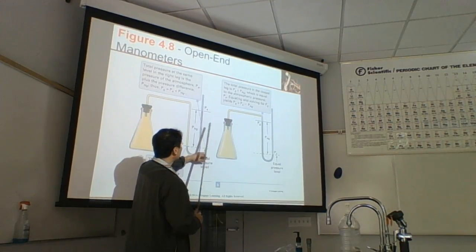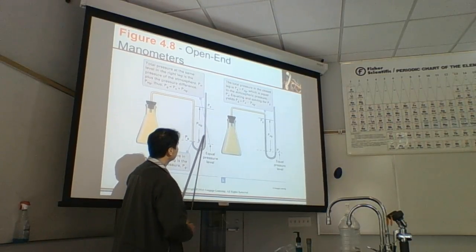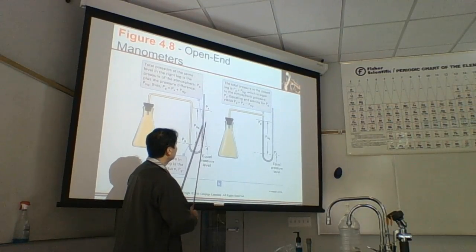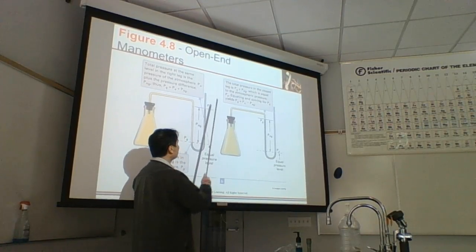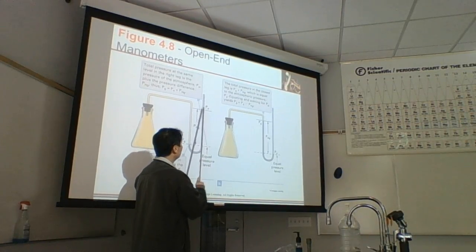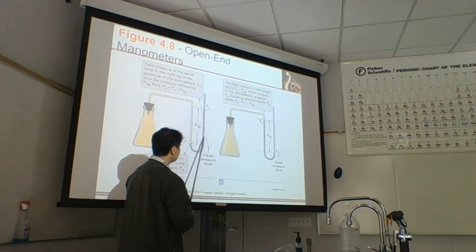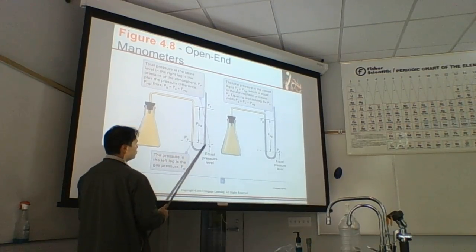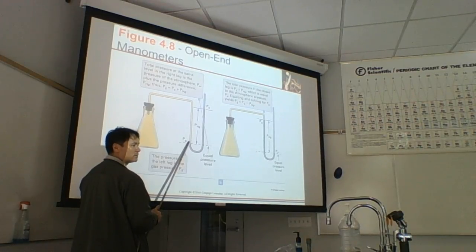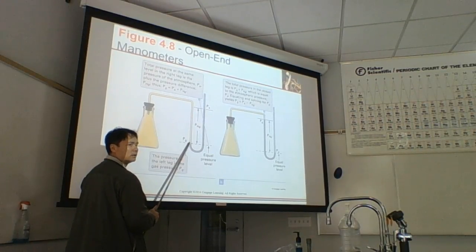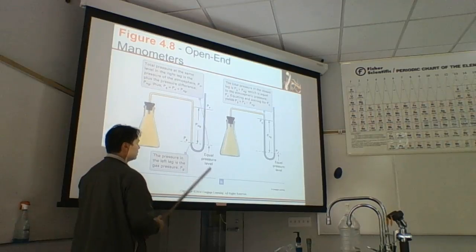So let's say, for example, this were 760 millimeters of mercury. Then this gas must be 2 atmospheres, because I have 1 atmosphere here, or 760, and another atmosphere here, or 760. Altogether, that's 2 atmospheres pushing here, and therefore this gas must be at 2 atmospheres. Does that make sense? This is what we call an open-ended manometer.